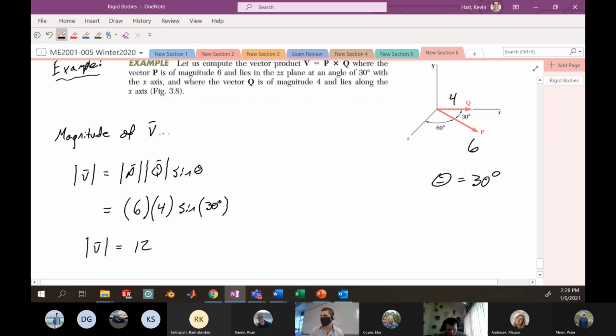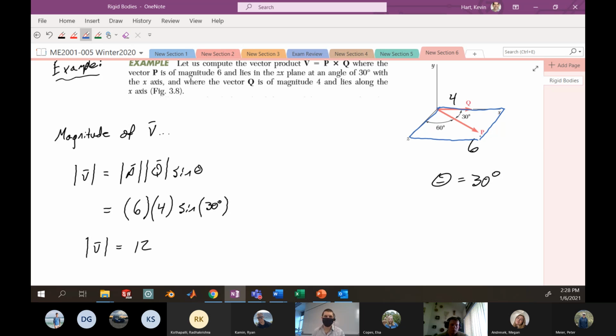Okay, they don't really give any units here. 12 elephants. Okay. All right, but we're not done. I mean, we know the magnitude, but now we need the directionality. And the directionality, sometimes you just have to apply your cross product rules, right? Think about what's happening here. You can see that the two vectors are contained in the XZ plane here. And remember from our definition of the cross product that the resulting vector must point perpendicular to the plane containing the two vectors. So our resultant vector will be in either the positive y direction or the negative y direction, okay?